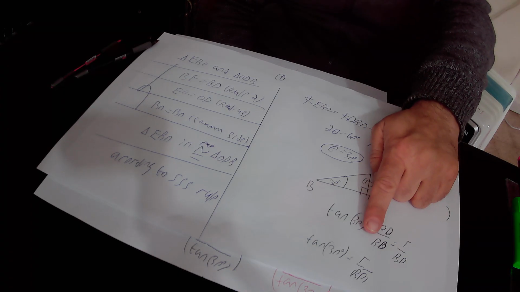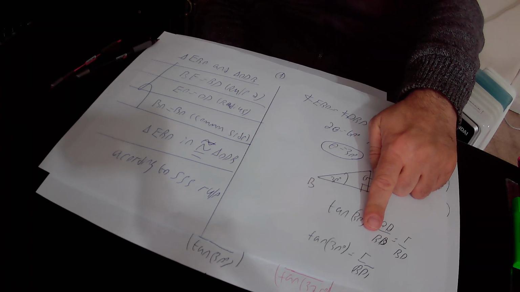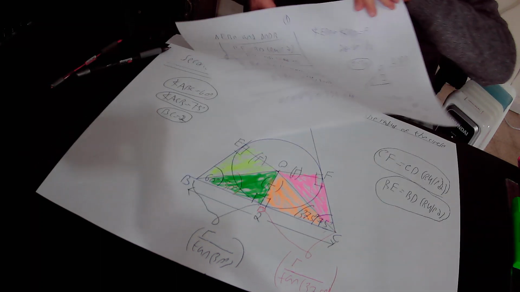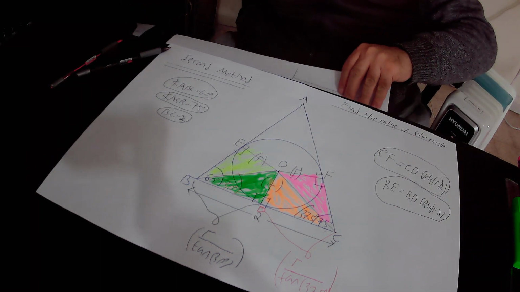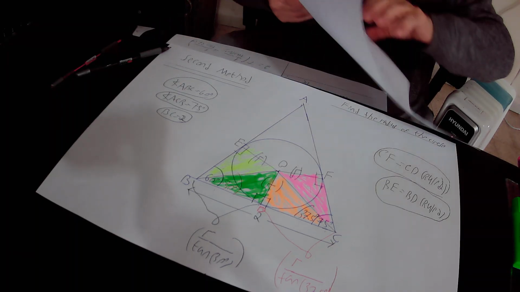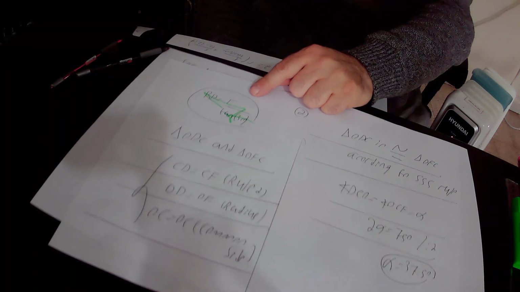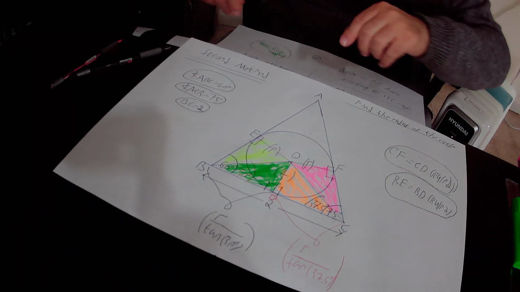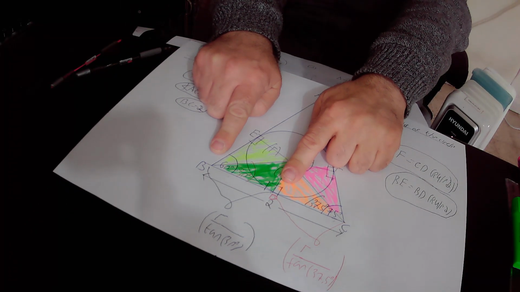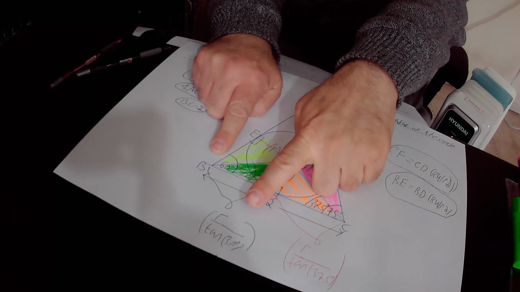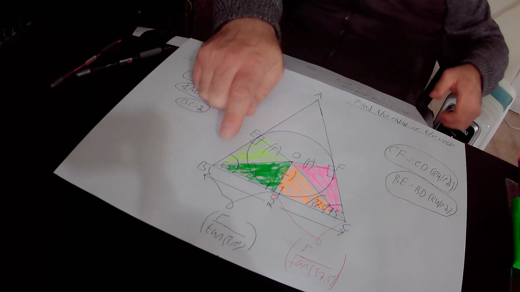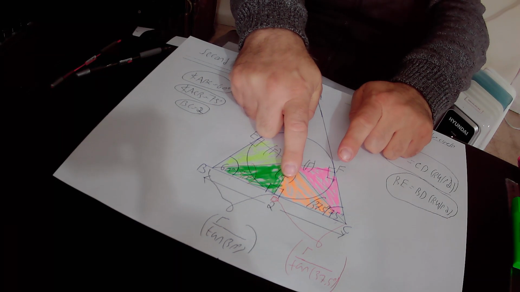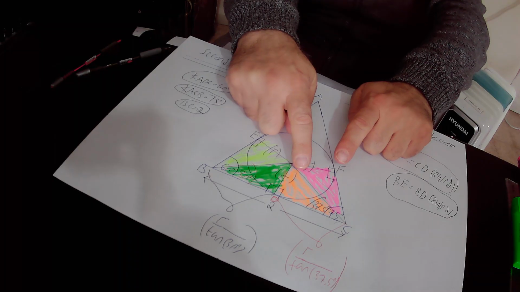Then we multiply this equation by BD, and then we divide it by tan 30 degrees, and finally we found out that BD equals R over tan 30 degrees. This line segment BD equals R over tan 30 degrees. Then we repeat the same process on the orange and the pink triangle.